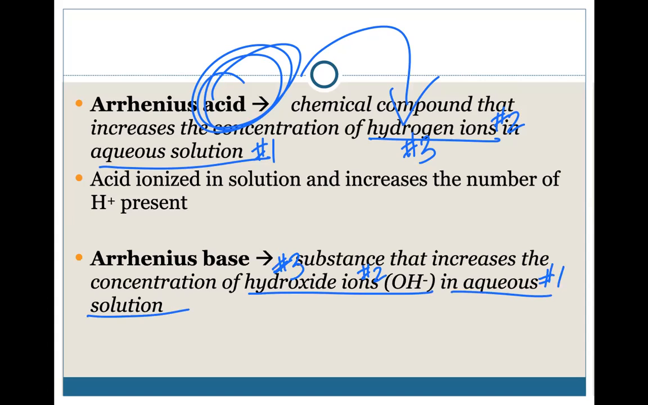Now I want to point out something here. Based on these two definitions, you can conclude that one substance cannot be both an acid and a base at the same time. Okay, you're either going to produce hydrogen ions, or so you're either going to increase, that's a big difference. You're either going to increase the concentration of hydrogen or you're going to increase the concentration of hydroxide. You cannot do both in a single reaction or in a single chemical equation.